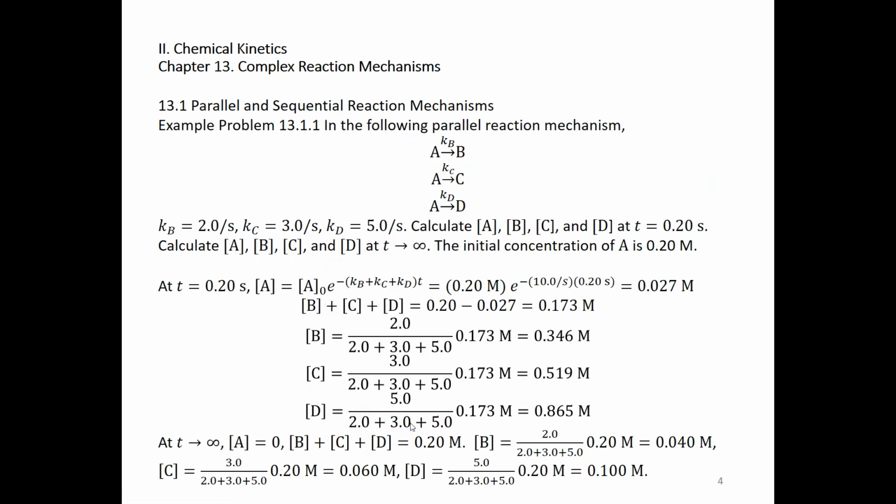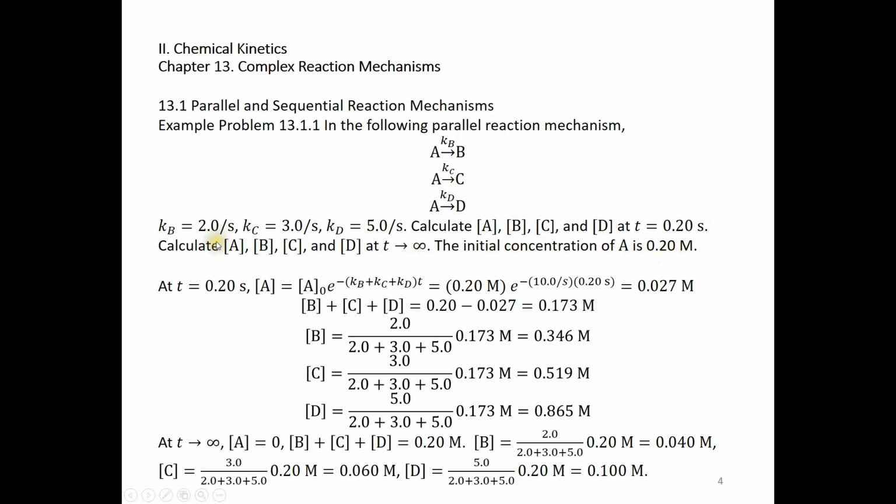Now let's look at one numerical example problem, 13.1.1. In this following parallel reaction mechanism, A is converted to B, A is converted to C, A is converted to D, all simultaneously. And we have the values of kB, kC, and kD: 2 per second, 3 per second, 5 per second. Now we can calculate the concentrations of A, B, C, and D at time equals 0.2 seconds, given the initial concentration of A, which is 0.2 molar.